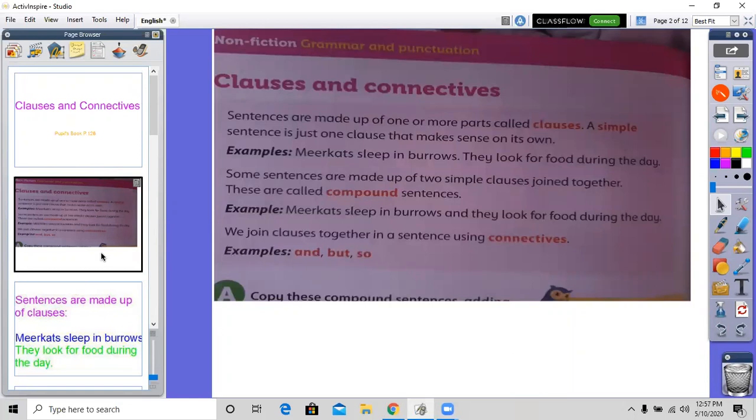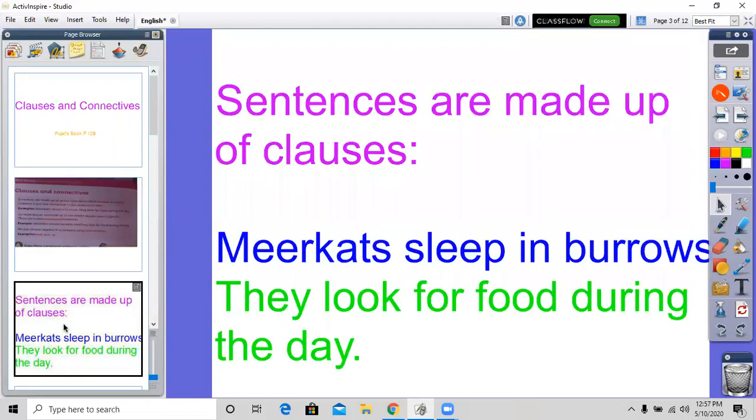So, sentences are made up of one or more parts called a clause. A simple sentence just has one clause and it makes sense on its own. What does this mean? Let's look at this slide here. Meerkats sleep in burrows. They look for food during the day.